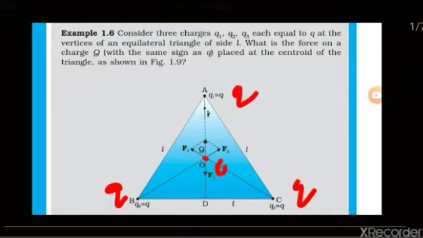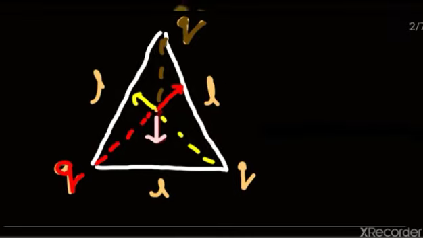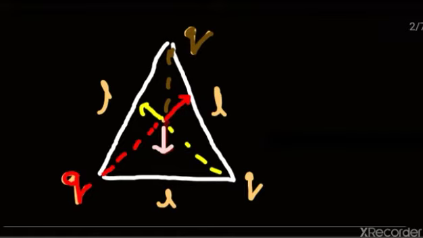So if a charge capital Q is placed at the centroid, what is the net force acting on that charge capital Q? I have redrawn the diagram here. If you carefully look, I have shown all the forces which are acting on that capital Q charge. Here is your capital Q charge at the centroid, and I have shown the forces acting on it due to all three charges.